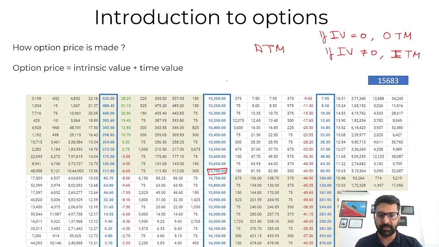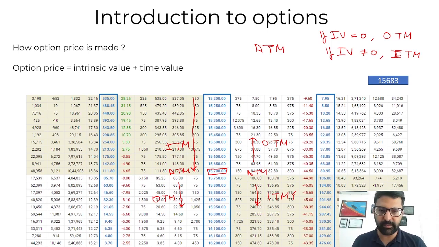Right? So in this case, if I look at the call side, all these are in the money, all these are ITM. Then this one is ATM, and all the ones below this are OTM strikes. All right. If I look at the put side, this is obviously the ATM for put as well. All of these are OTMs, and all of these are in the money, ITMs, right? I hope this concept is clear.